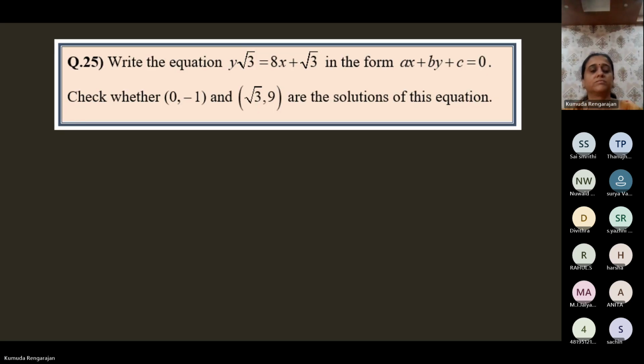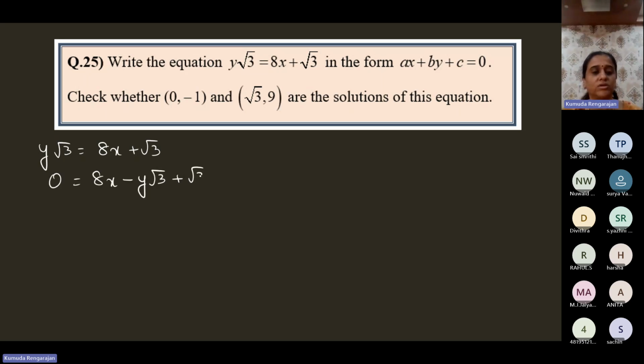Write the equation in the form ax plus by plus c is equal to 0 and check whether (0, -1) and (root 3, 9) are solutions of this equation. Okay, we need to first write the equation in the standard form. So y root 3 is equal to 8x plus root 3. So 0 is equal to 8x minus y root 3 plus root 3.